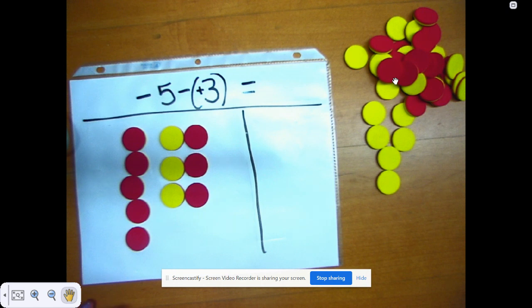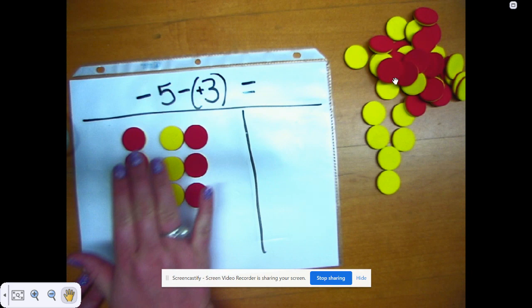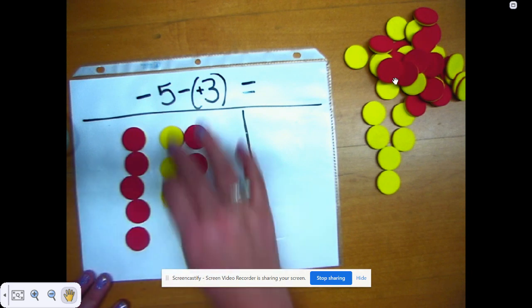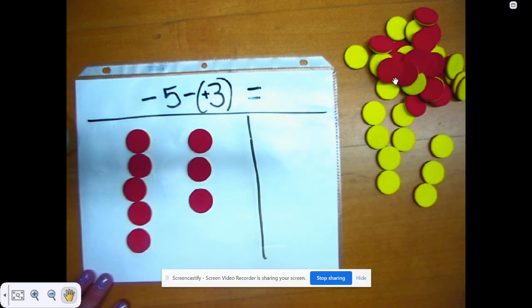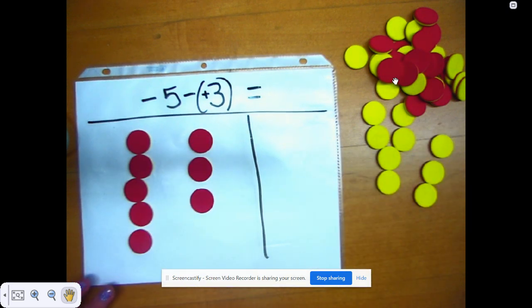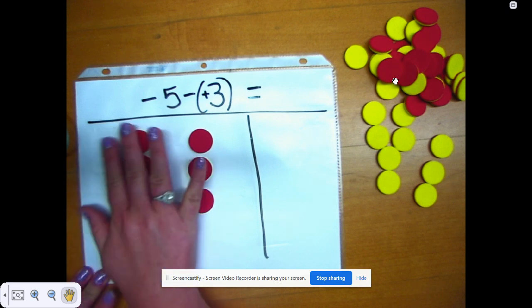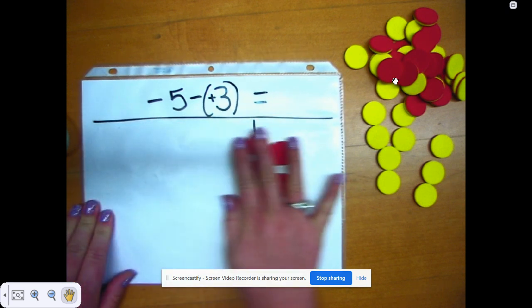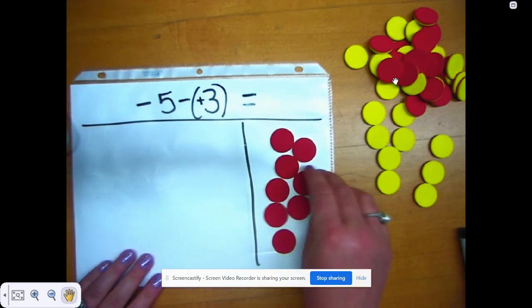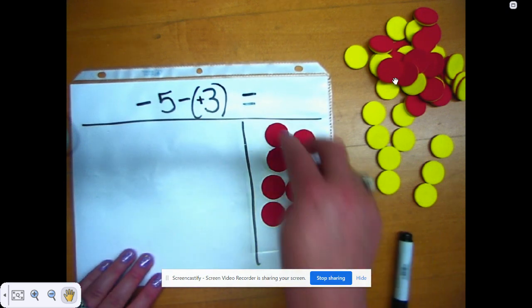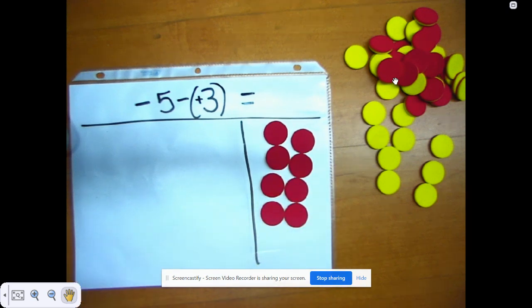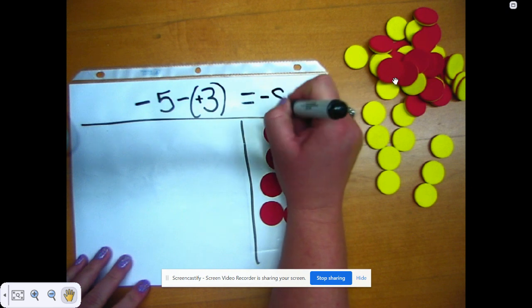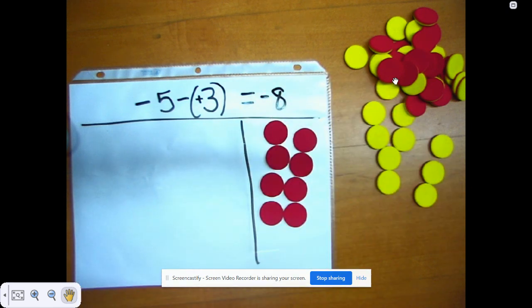So now I'm going to go back to my problem. It says negative 5, take away positive 3. So if I take away these 3 positives, I now have all the same color. And when I have all the same color, that means I can combine these and push them across. And now this is my answer. 2, 4, 6, 8. 8 reds is negative 8. My answer is negative 8.